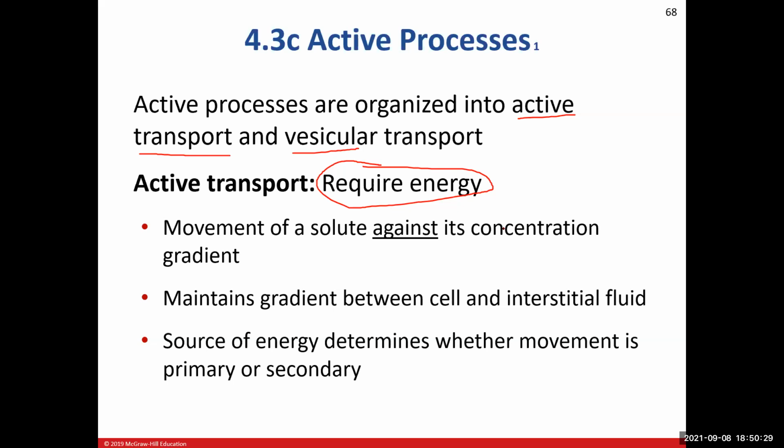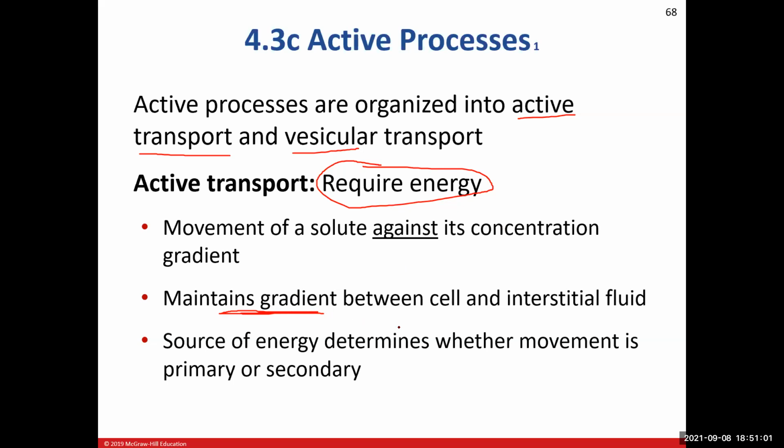Active transport requires the movement of a solute against or up its concentration gradient. Passive transport was movement of a solute down its concentration gradient. So obviously we're going to use active transport to try to maintain or create these concentration gradients, both inside the cell and in the interstitial fluid.